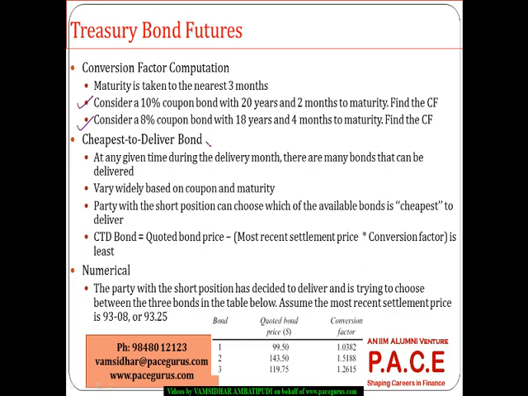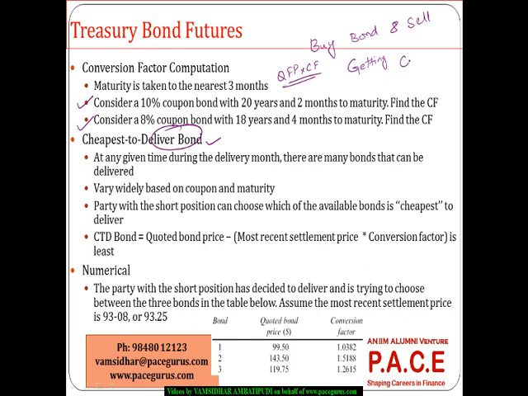This is where the concept of the cheapest to deliver bond comes in, because either he may have that bond and sell it, or he may buy the bond in the market and sell it, right? He may buy the bond and sell it as well. So he will always look at the cheapest to deliver. So how much is he getting? Obviously what he is getting is the quoted futures price times the conversion factor.